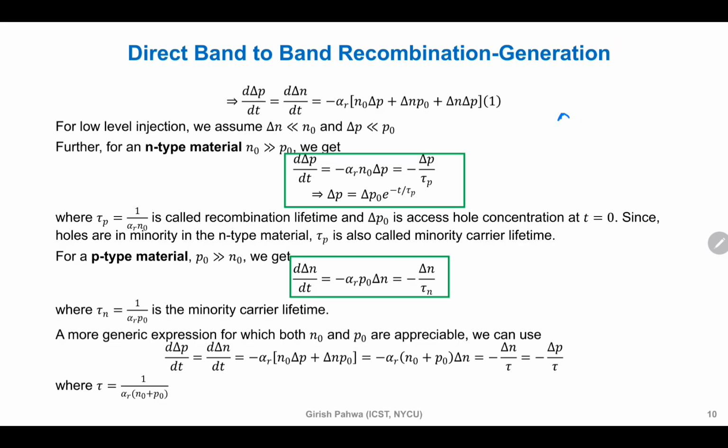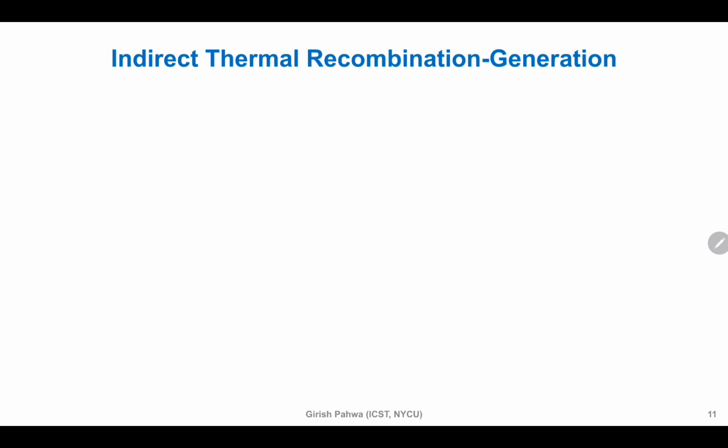Okay, so the plot will be something like this. This is delta P as a function of time. Tau decides how quickly or how late it will decay. Okay, so we talked about the direct band-to-band recombination.